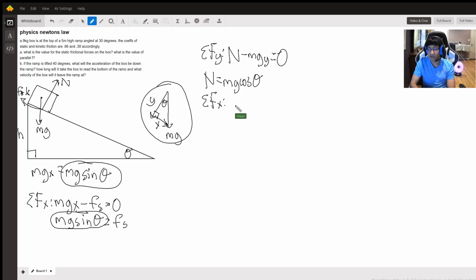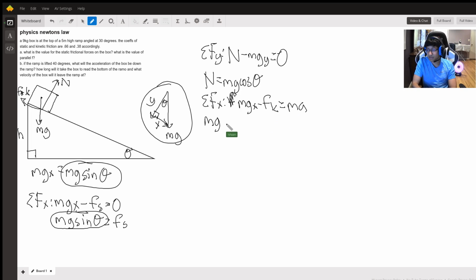Then in the x direction, we have that our force of gravity, so our mg_x, minus our kinetic friction this time is going to be equal to ma. The reason why I made mg_x positive is because our acceleration is down the plane, so it's a bit nicer to make your positive direction down the plane. So mg_x is positive, our friction force is negative because it's opposing it, and that equals ma.